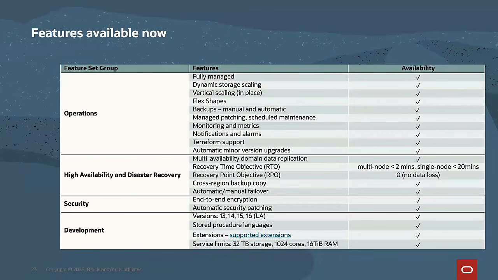So looking at the features that we have available today as a part of our OCI managed offering, it's fully managed, as we talked about. We talked about dynamic storage scaling, vertical scaling in place. This is scaling up or down, as I mentioned, adding OCPUs or RAM as needed, or adding storage performance as needed. We have flex shapes, and what this means is you have the ability to add small increments of OCPU or RAM. You don't have to scale up 2x or 4x every time you want to scale up. You have very incremental scaling that you can achieve as a result of these flex shapes on our service.